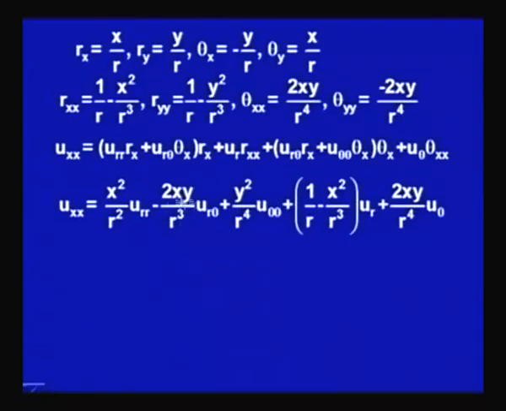So, we are getting minus 2 x y upon r square u r theta plus y square upon r to the power 4 u theta theta plus 1 by r minus x square upon r cube times u r, that is u r r x x, and then u theta theta x x, theta x x is 2 x y upon r to the power 4 u theta.